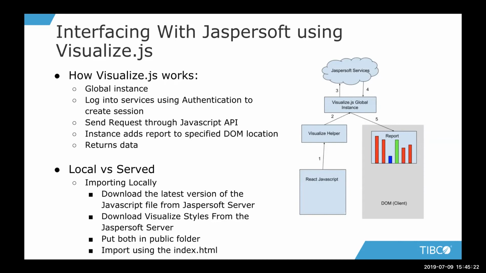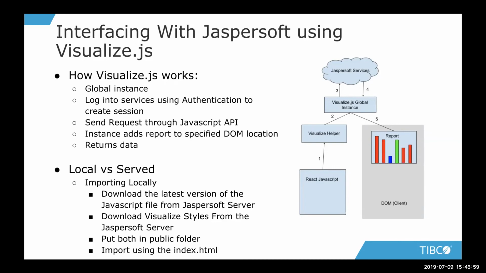Here's a very crude diagram of how it works. You import Visualize.js into your app, and it hangs out as a global instance. Since we're doing a single page application, it doesn't reload or anything like that. It's always there. In the React code, we've built a helper, which I'll talk about in a minute, which interfaces with Visualize.js.